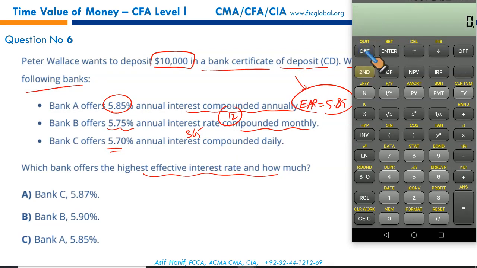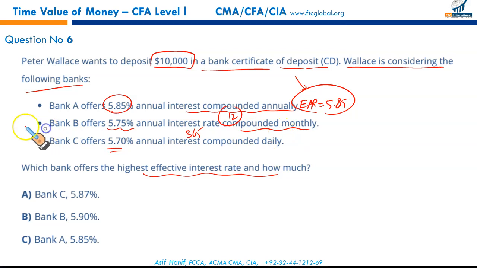Second, quit. Use second ICONV, that is interest rate conversion. First is 5.75, nominal rate is 5.75. Enter, up arrow key. Frequency of compounding is 12. Enter, up arrow key and then press CPT. So it means the effective annual rate for Bank B is 5.90, right here, 5.90, right.